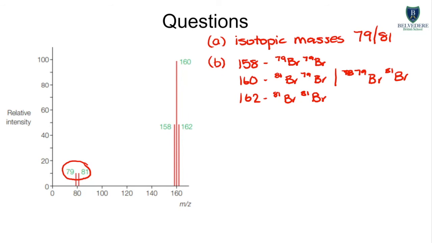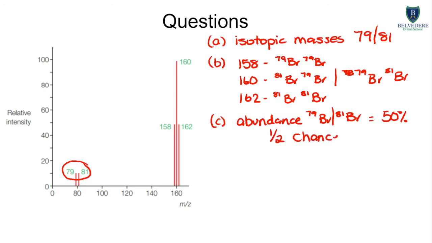Okay, so now we want to look at the relative heights and see how these tell us why we get the peak heights for the combinations. So we can see that the abundance for 79 and 81 are going to be exactly the same. So that tells us that they are 50-50. So you get a 50% chance of finding one of these two. So that, in other words, is a 1 in 2 chance.